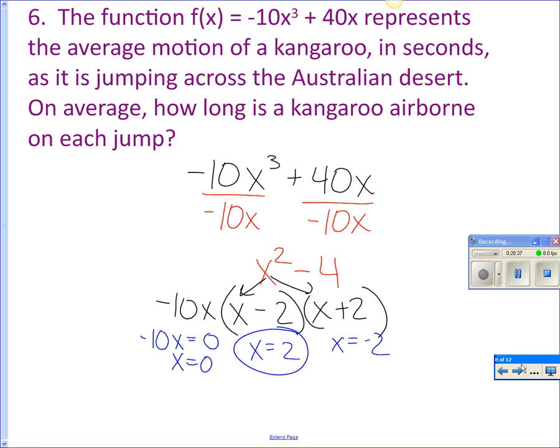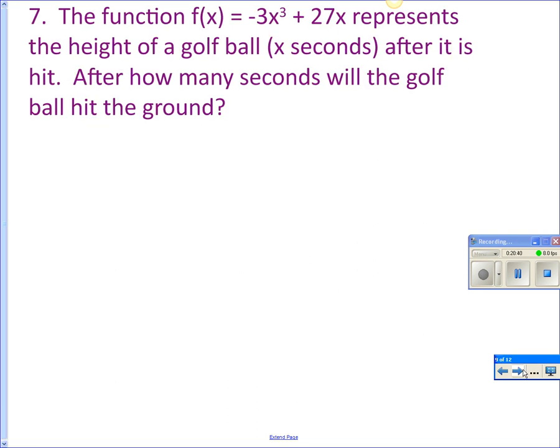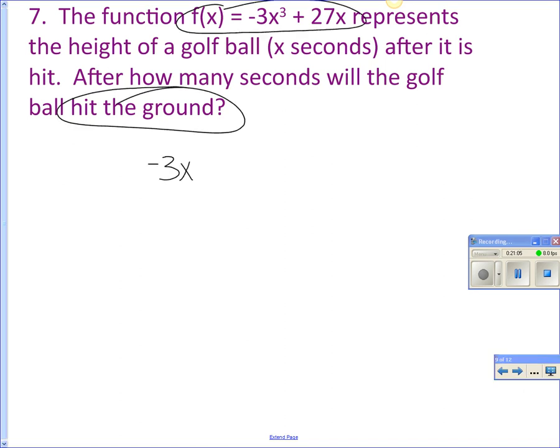Last one. The function f of x equals negative 3x cubed plus 27x represents the height of a golf ball, x seconds after it's hit. How many seconds will the golf ball hit the ground? Shakira, what should I circle? And what else? Good. All right, so we got negative 3x cubed plus 27x. Madison, what are we doing first? Which is what? Good, negative 3x.